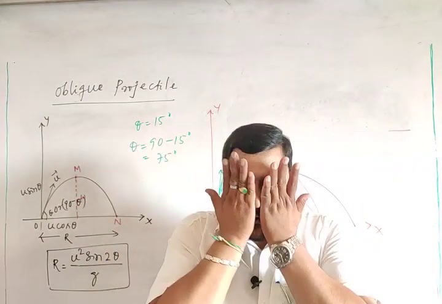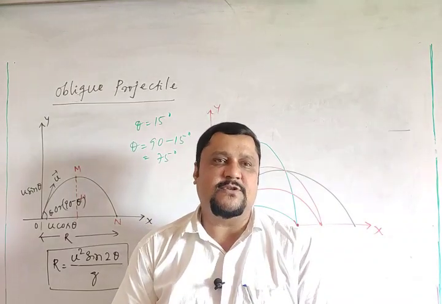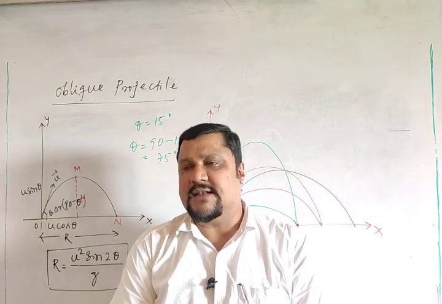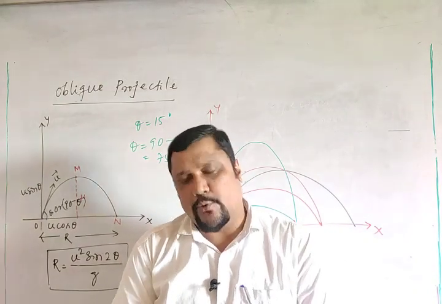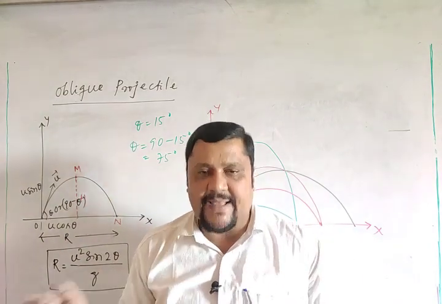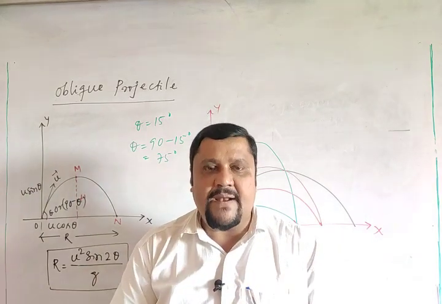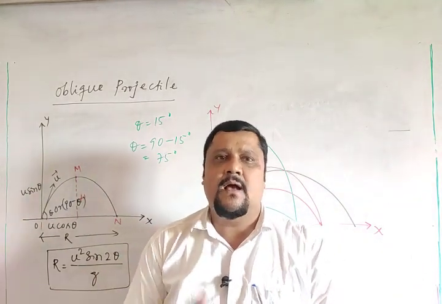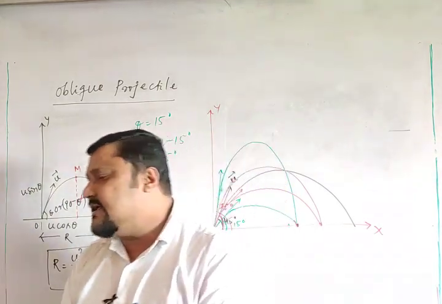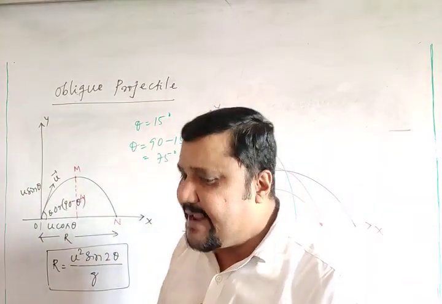Okay students, here we have discussed oblique projection, where a projectile is fired at an angle theta with the horizontal. Different parameters like the trajectory, which we have proved is a parabola, maximum height, horizontal range, time of flight, instantaneous velocity. There are two complementary angles for the same range, and what is the maximum range. That part we have discussed in these two videos of oblique projectile.